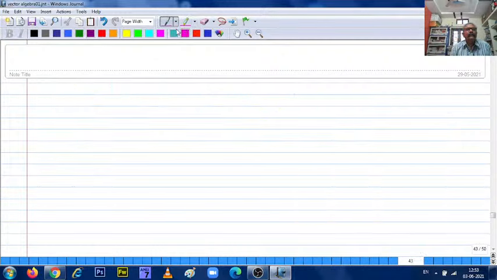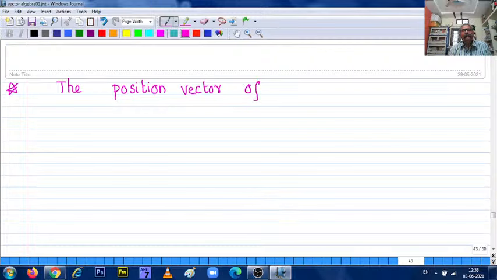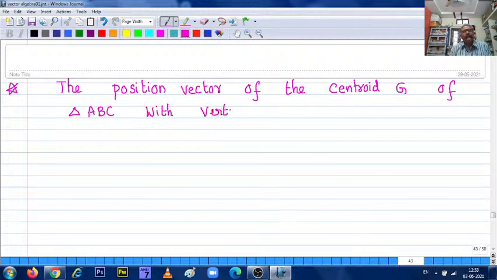So next, the position vector of the centroid G of triangle ABC with vertices A bar, B bar, C bar is (A bar plus B bar plus C bar) by 3. This is the position vector of centroid of triangle ABC.